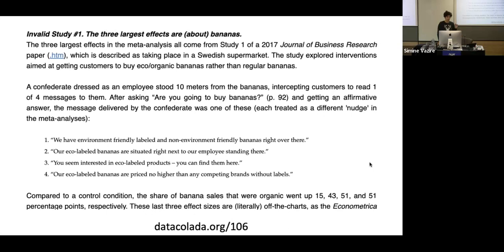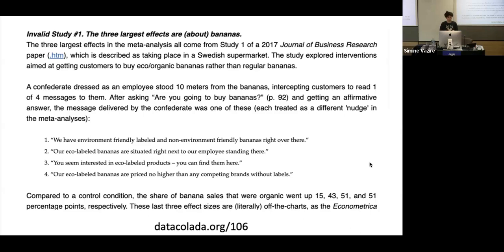So this is from one of the studies in one of the meta-analyses. The three largest effect sizes in this meta-analysis about nudging are about bananas. They all come from study one of this paper, which took place in a Swedish supermarket, looking at interventions to get customers to buy more organic bananas rather than regular bananas. So they had a confederate, someone who's part of the research team but the participants don't know it, dressed as an employee of the supermarket, standing 10 meters from the bananas, intercepting customers. After asking, are you going to buy bananas? If they said yes, then they would get one of these 4 messages, which are the nudges.